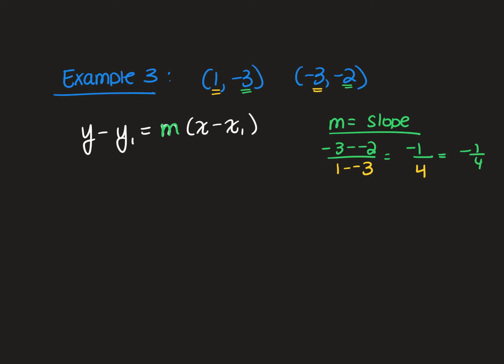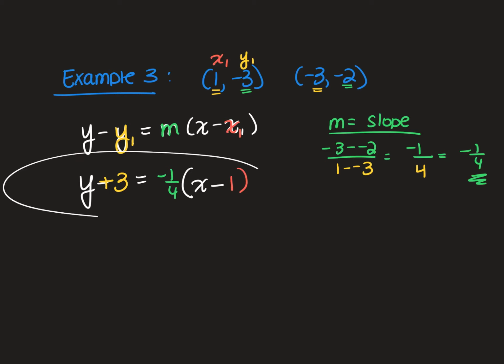So I'm going to choose x1 to be 1, and then we'll choose y1 to be -3. And then again, just substitute it all in. We're going to put y1 here, and we'll put x1 here, and that'll give us our equation. So what I've got is y minus -3, which actually ends up then being +3, equals my slope, which I found over here, is -1/4, times x minus x1, which we said is just 1. That's our equation. That's all you got to do.